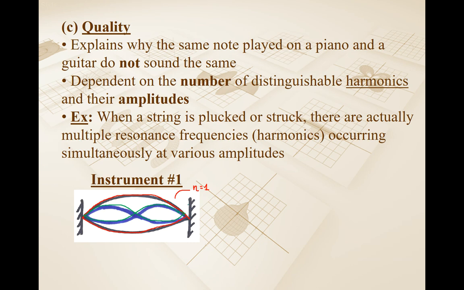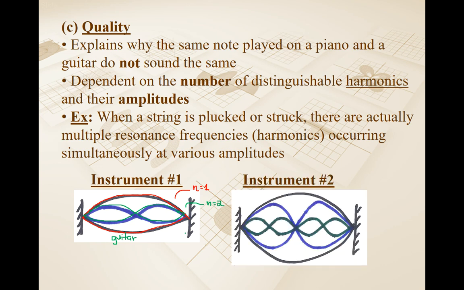You also get the second resonance frequency. So that's n equals two because you have two loops there. So when I pluck that string, I actually get a couple of resonance frequencies occurring at the same time. Now, this could be like a guitar string. This is me attempting to play the middle C. Okay, so that's what my string would look like.